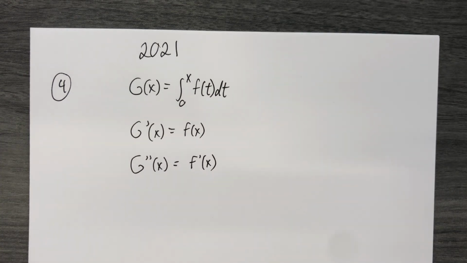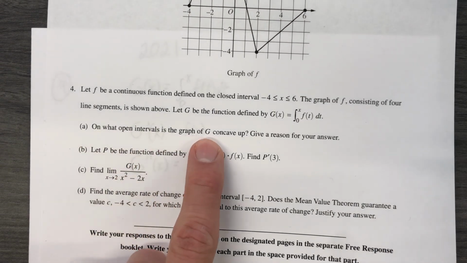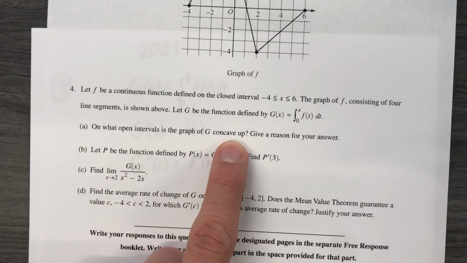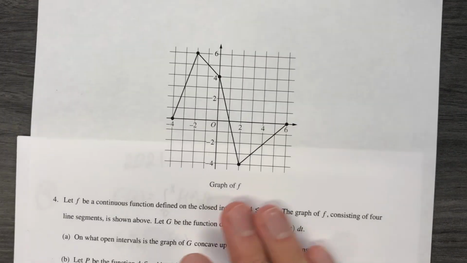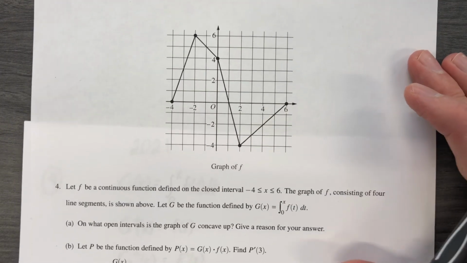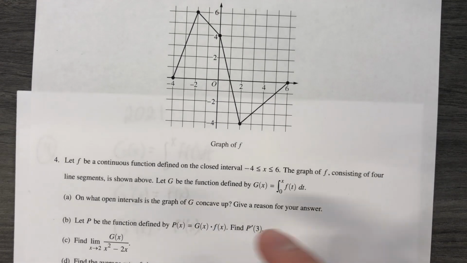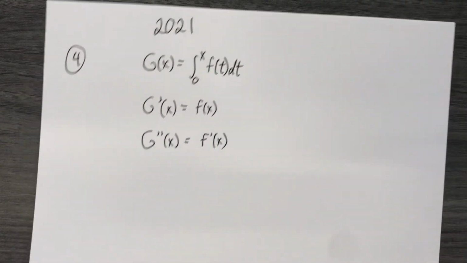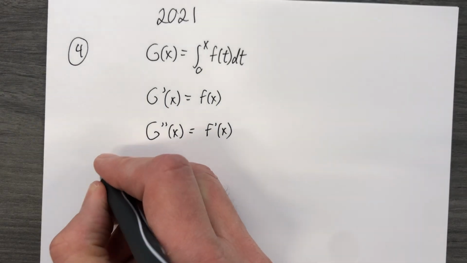Do you have to do it now? No, but it's going to come in handy, trust me. So, part A, on what open intervals is the graph of g concave up? Stop right there. The graph of g is concave up. This is not the graph of g, this is the graph of f. So if I'm going to talk about the graph of g being concave up, I need the second derivative of g to be positive, so here goes. This did come in handy.